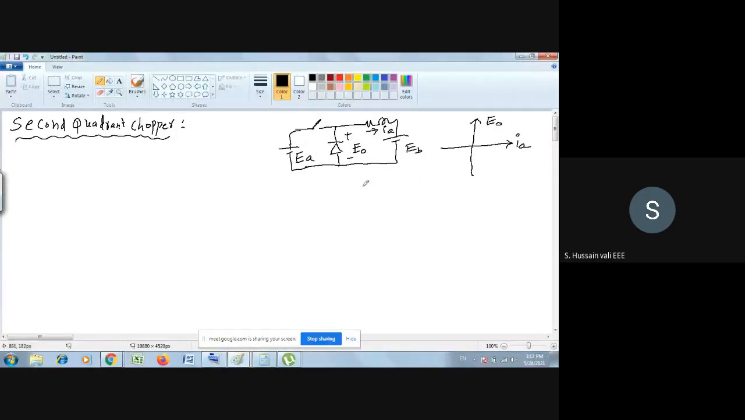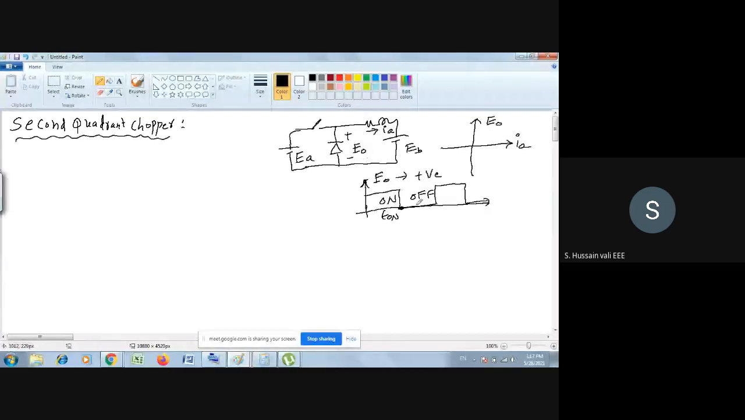So the E naught graph, if I draw, you'll get something like this. This is during T on time. Then after that it is 0. So with this polarity, E naught is always positive. Whether the switch is on or off, if you find the average of this, you will get E naught as positive only.